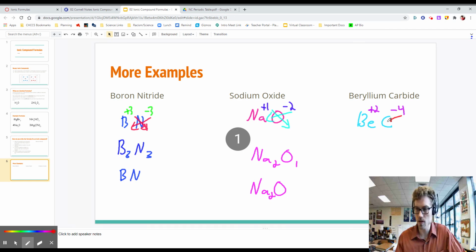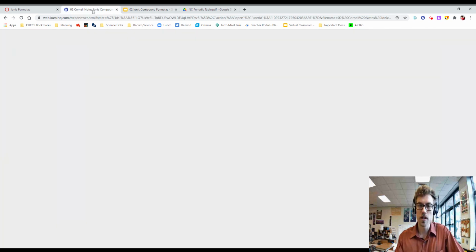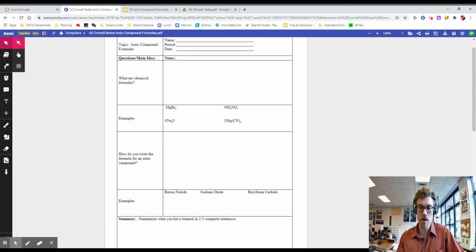Remember, our next step is that we're going to be crossing these. Okay, so this is now going to become Be4C2. Now again, we want to look and see if we can reduce, and in this case we can. Both of these are divisible by 2, and so this is going to be Be2C1, but we don't need the ones, right? So this is just going to be Be2C, and there is our final answer for beryllium carbide.